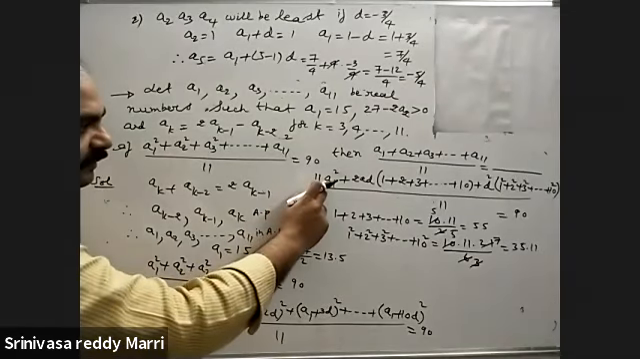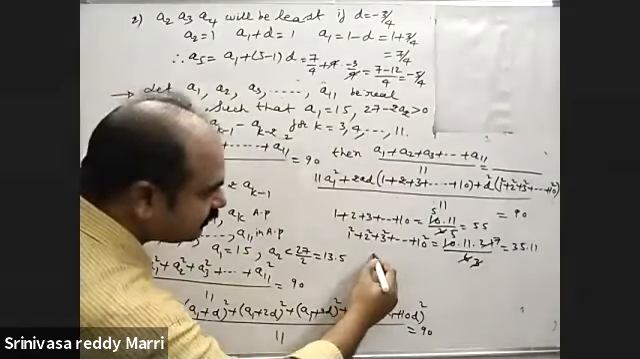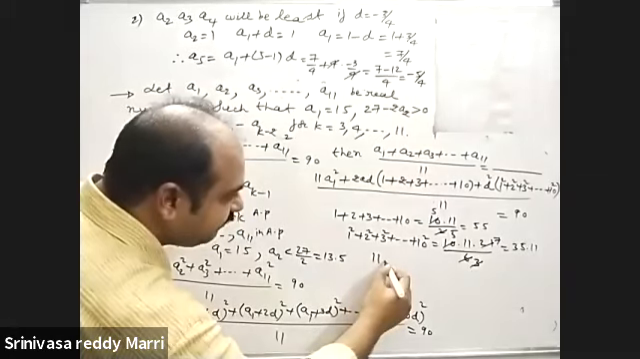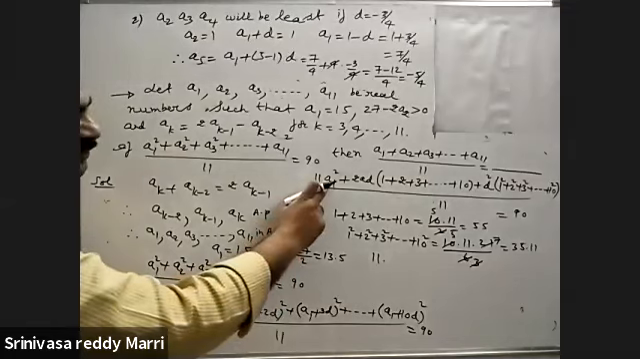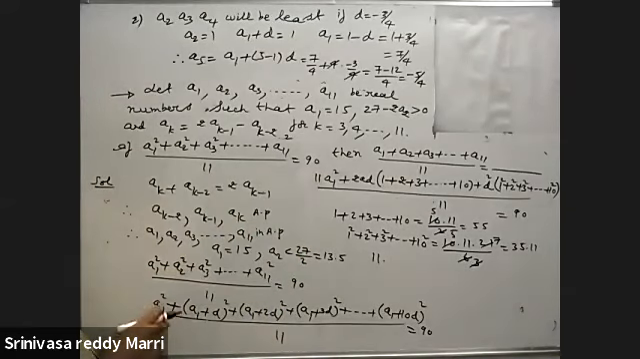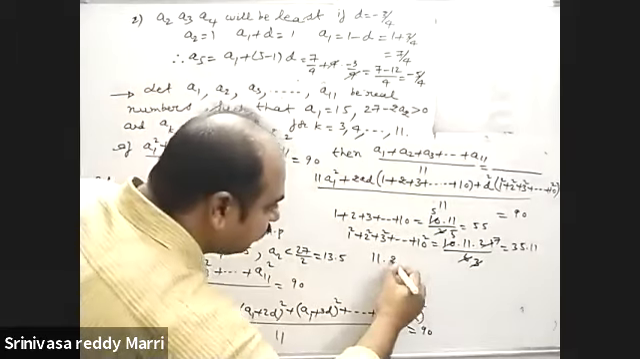Now substituting here, look at. So 11 into, so this is what a1 square means. a1 square means 15 square, 225.